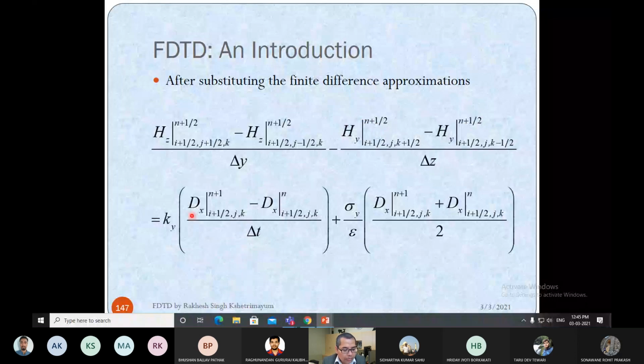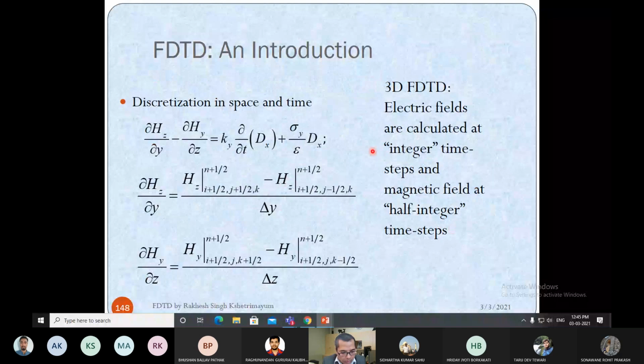And the partial derivative we have just discussed now: Dx at i plus half, j comma k, n plus 1 minus n, divided by delta t. Dx at n plus half, you can find out as Dx at n plus 1 plus Dx at n divided by 2. If you want to discretize, electric fields are calculated at half integer time step, magnetic field at half integer. You just follow that of the 3D FDTD. So this auxiliary field update equation discretization is very similar to your 3D FDTD discretization. Dx will follow Ex, Dy will follow Ey, and Dz will follow Ez.